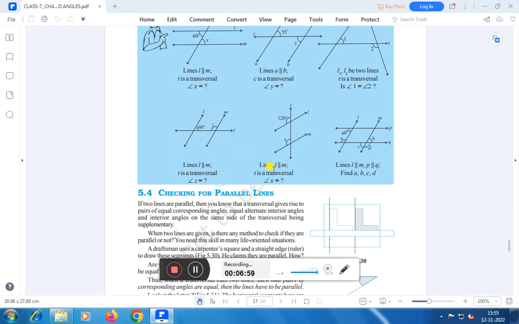Here also lines L parallel to M, this is 120 degrees, the corresponding angle will also be 120 degrees, X is equal to 120 degrees.